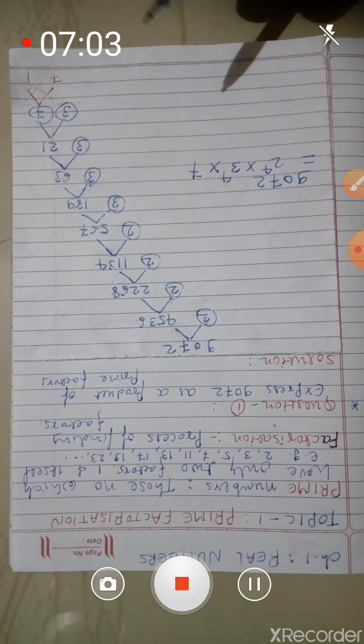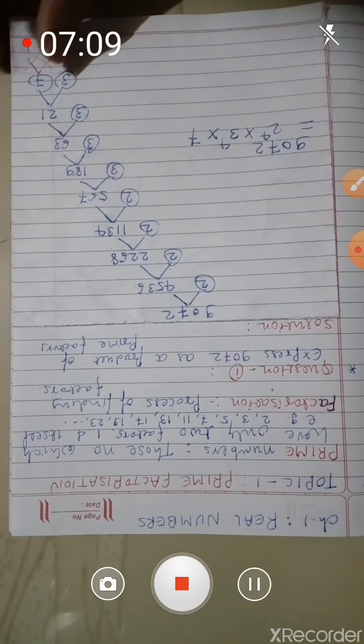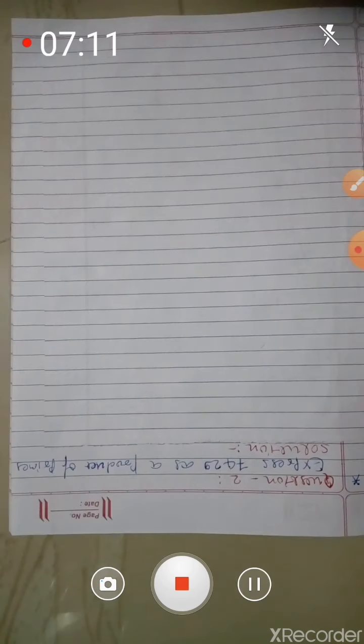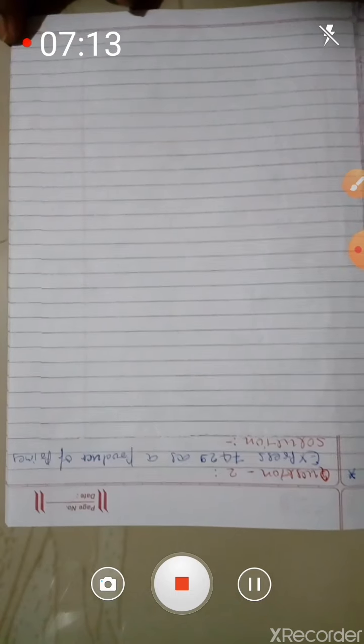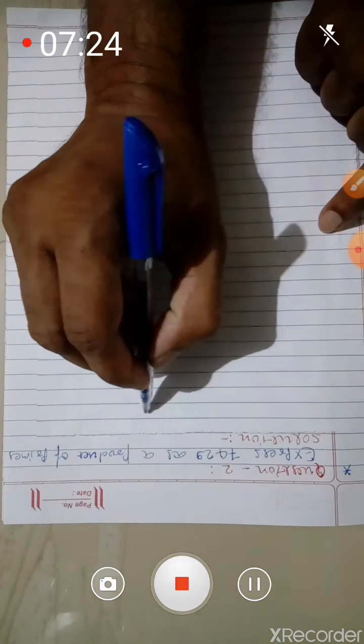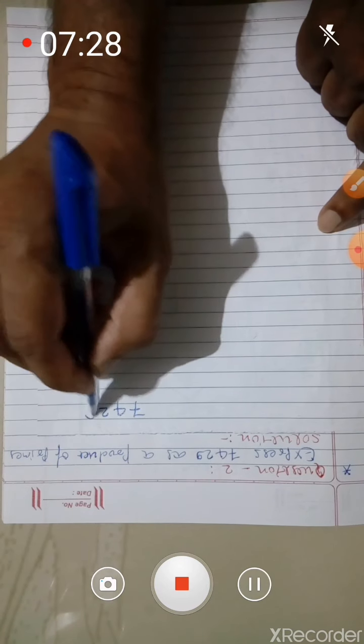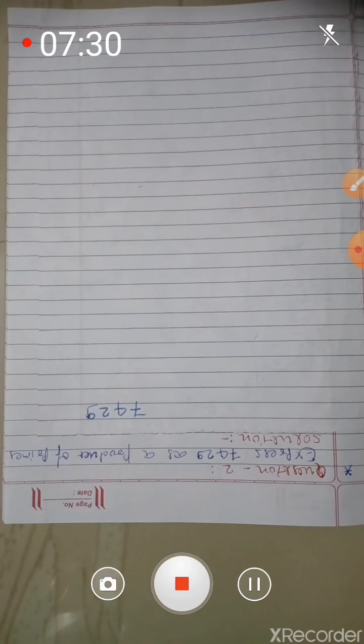Okay, so you have to understand first of all what is the meaning of the question. Okay, now we look at second question. Now in question number 2, 7429 is given. Express 7429 as a product of primes. So we write here 7429.